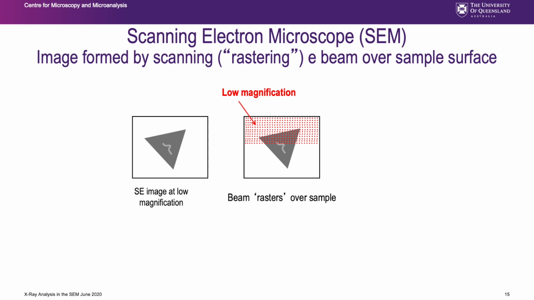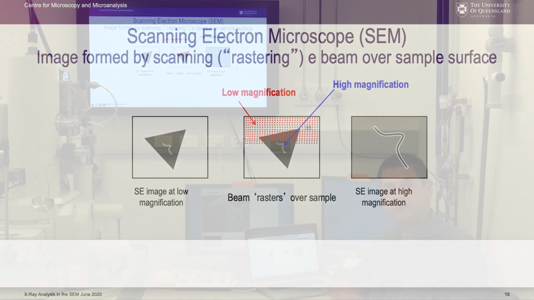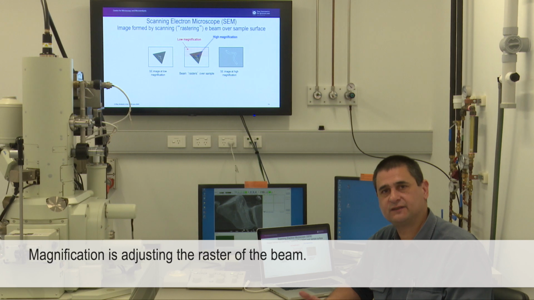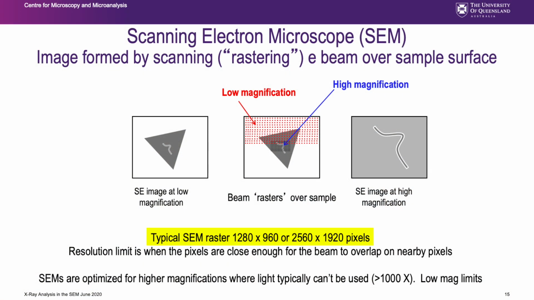If I wanted to take a higher magnification image, it's simple. I just move those spots, the raster, closer together. And so now on the right, I get a magnified image. Magnification is through adjusting the raster of the beam. A typical SEM raster would be something like 1280 times 960 pixels, or really machine dependent. That's a variable you can adjust. The resolution limit is when the pixels get so close that neighbouring pixels begin to overlap each other. And that's when we're called spot size limited.